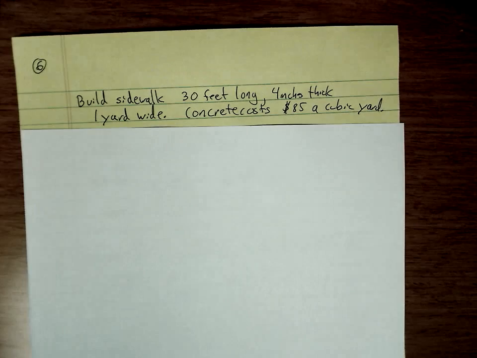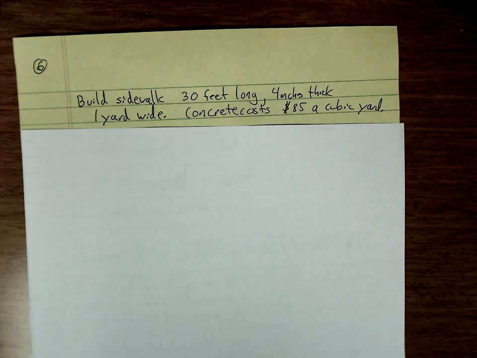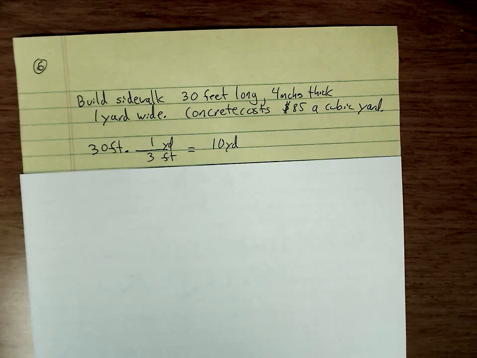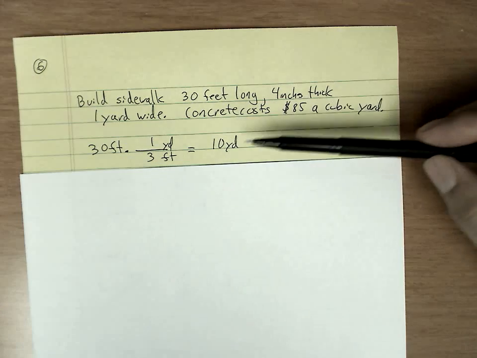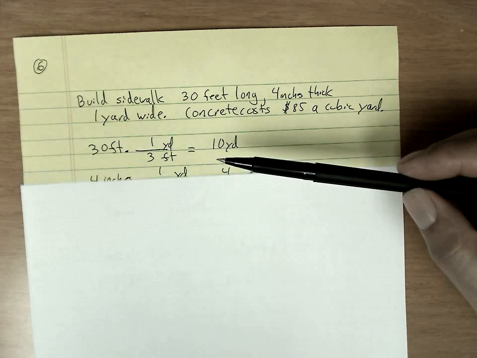And the last problem, building a sidewalk 30 feet long, 4 inches thick, and 1 yard wide. So that's 3 dimensions. Concrete costs $85 a cubic yard. Okay, we're going to convert all 3 of our measurements. 30 feet, put feet on the bottom, yard on top. I can cancel the feet and I get 10 yards.